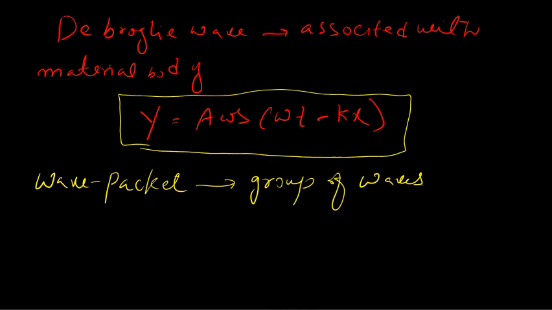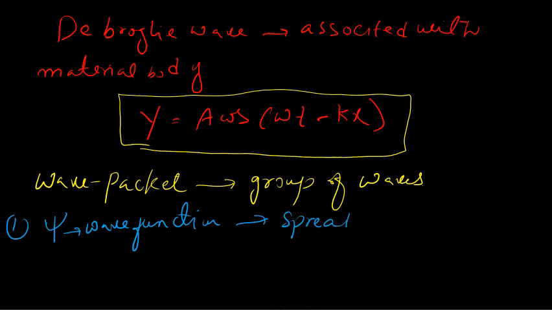There are different reasons for using a wave packet instead of a wave equation for the de Broglie wave, which is associated with the moving body. One of the reasons is that the wave, which can be represented by the wave function psi and which is associated with the moving body, is spread all over the space. So it is difficult to localize a moving body, as the wave associated with the body is spread all over the space.